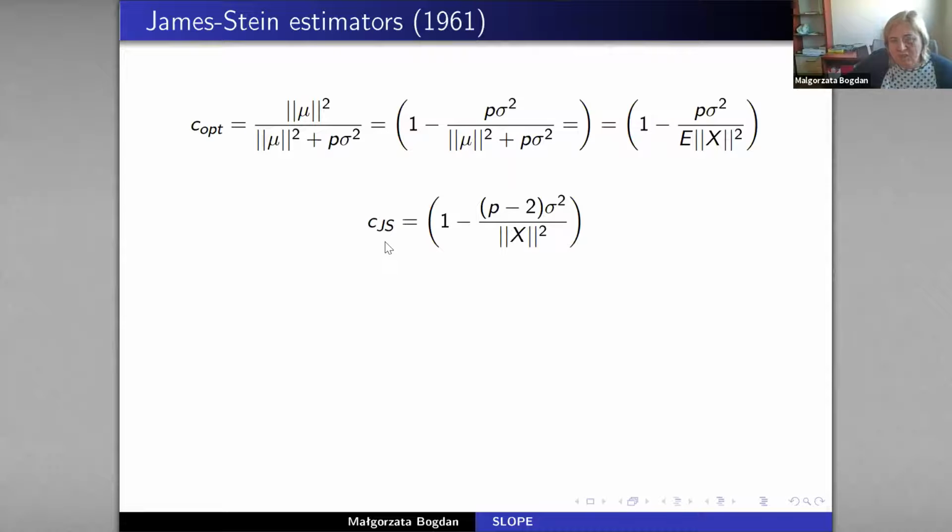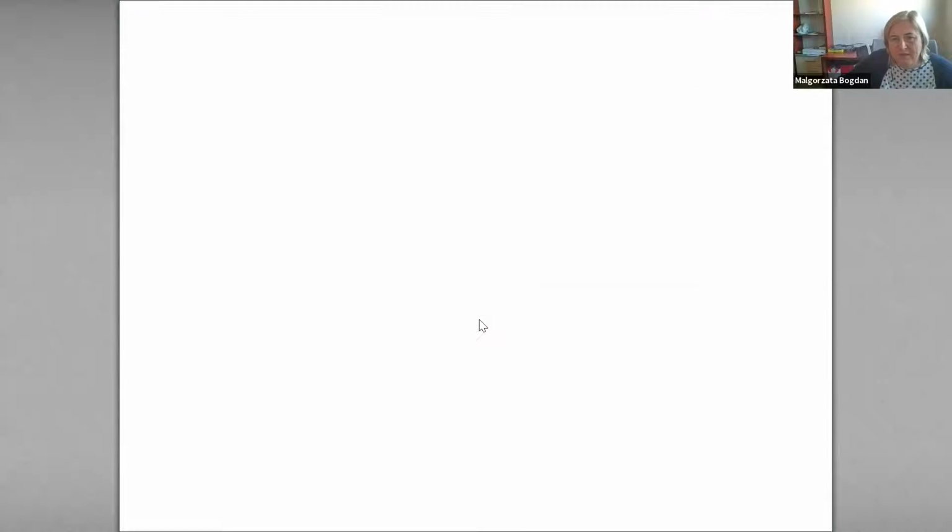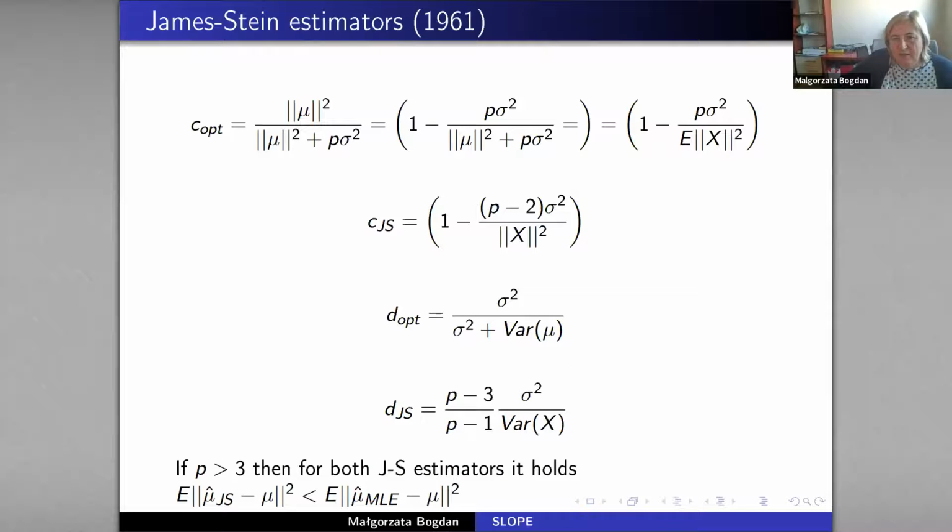Stein was a famous statistician at Stanford. James was his PhD student, and they came up with this estimator. They have shown that when you multiply x by this constant, you are systematically better than in the case when you use MLE. And this is an estimator: you do not have to know your mu. You can calculate this constant and apply it. So this is called the James-Stein estimator, and it was a discovery.